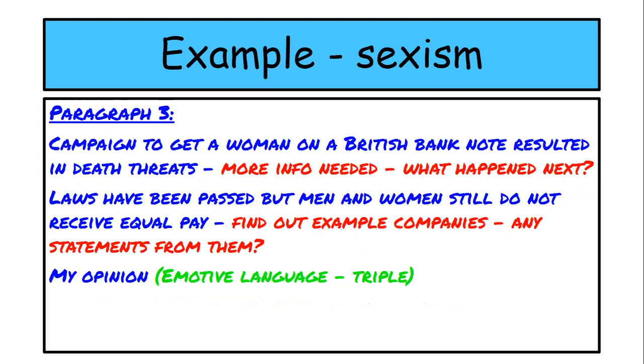Example, so for sexism, there was a campaign to get a woman on the British banknote that resulted in the person who started the campaign receiving death threats. Okay, that's all I know about that case study. So I've now put in red, more info needed. Was she successful? What happened next? Was anyone prosecuted for the death threats? Things like that. So I need to do more research on my case study, find quotes and things like that.